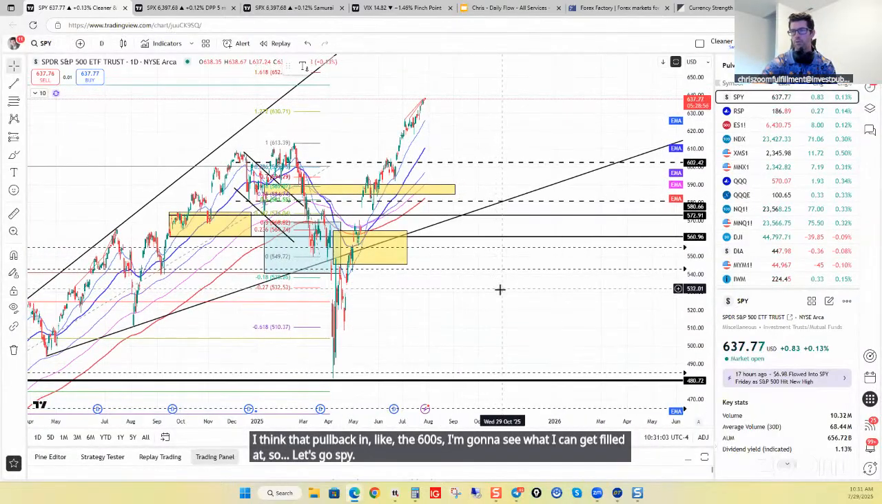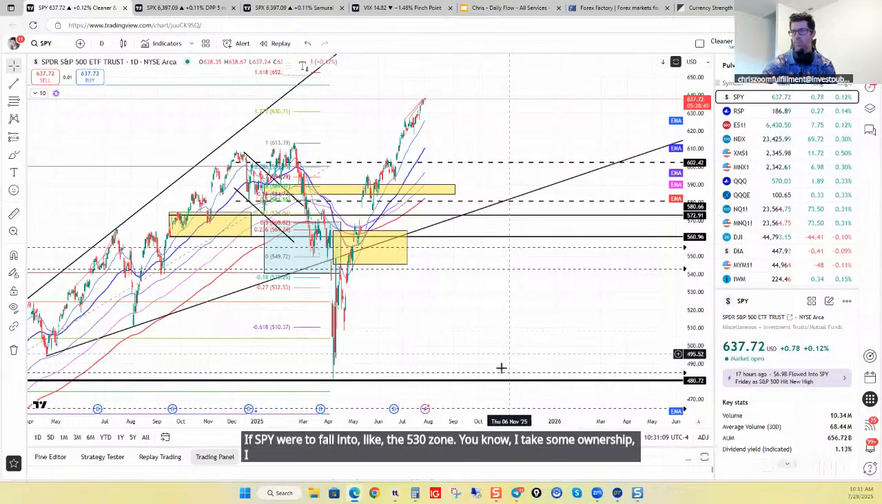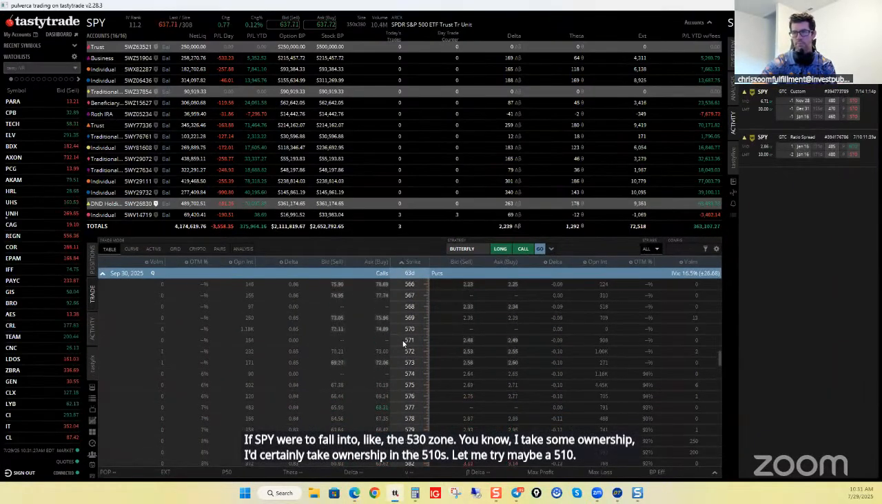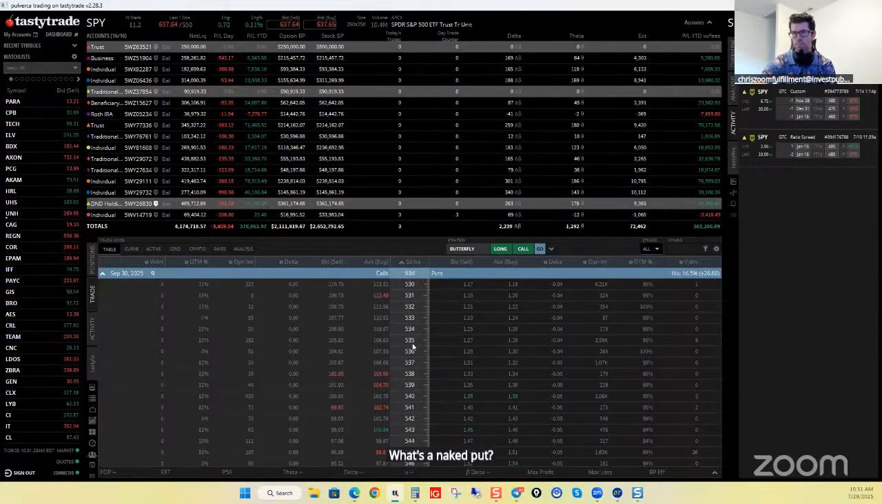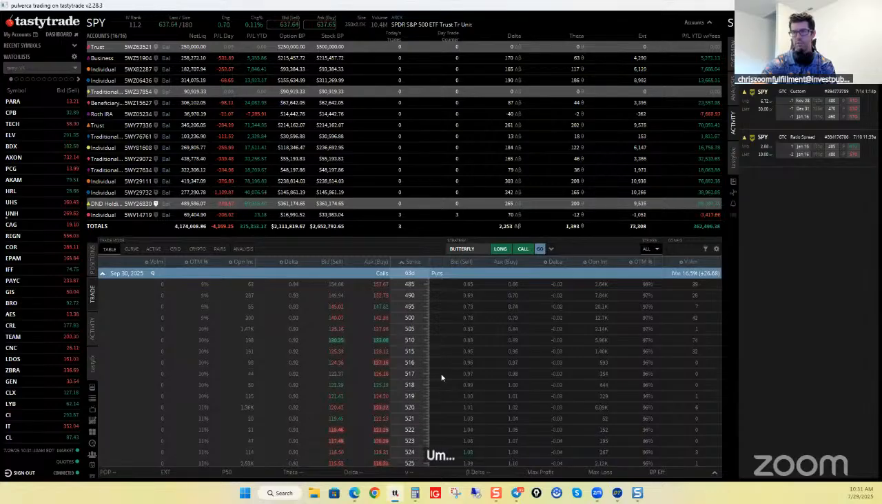If SPY were to fall into like the 530 zone, I'd take some ownership. I'd certainly take ownership in the 510s. Let me try maybe a 510. What's a naked put? It's better if I just buy the shares and sell covered calls and do a collar trade. That's probably the safest trade. Yeah, that just doesn't really offer anything.